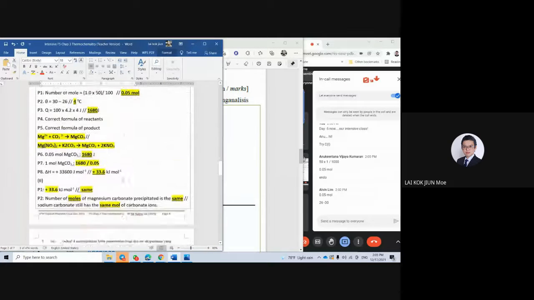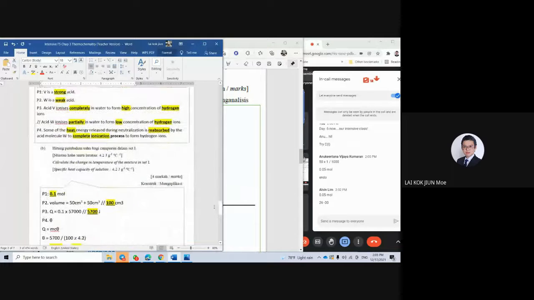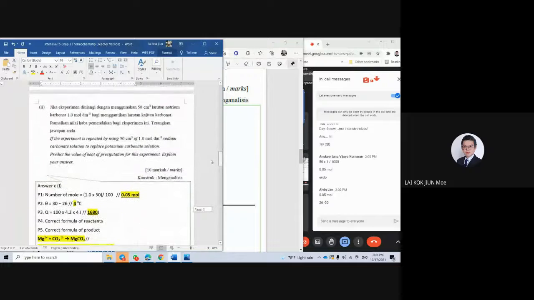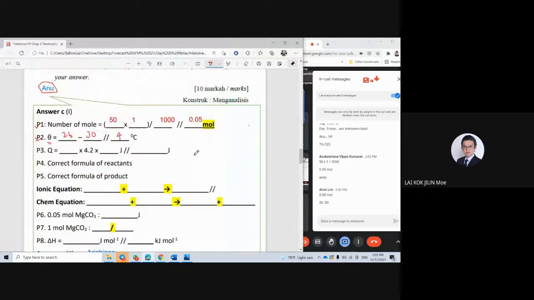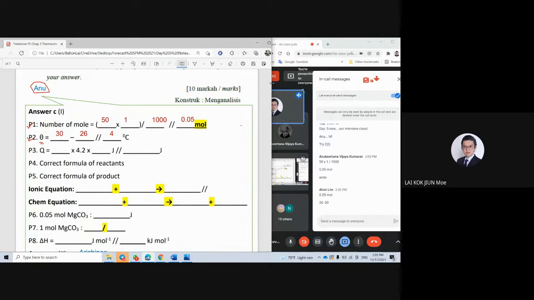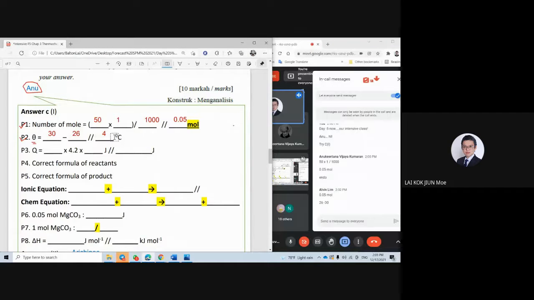Okay, I show you the answer here. So we use 30 minus 26. The purpose we want to do like this, Anu, is to avoid the negative. We don't want negative in our answer calculation later. So the purpose we use 30 minus 26 is because we only want to know how much the temperature differs. Kita tak kira negatif, positif. Asal kita nak nampak berapa beza suhu. How much the difference of the temperature only. Actually, it's not so important, positive or negative. You can ignore it. But the most important, I have to get 4.